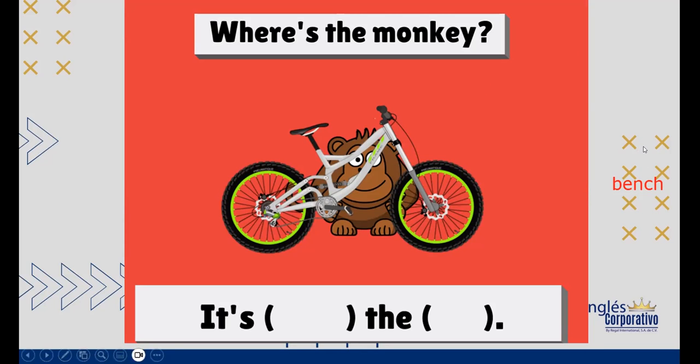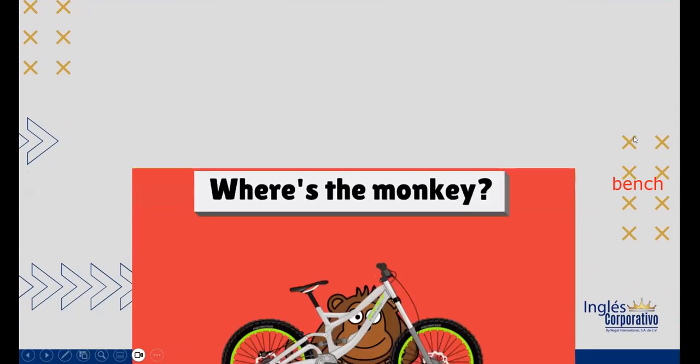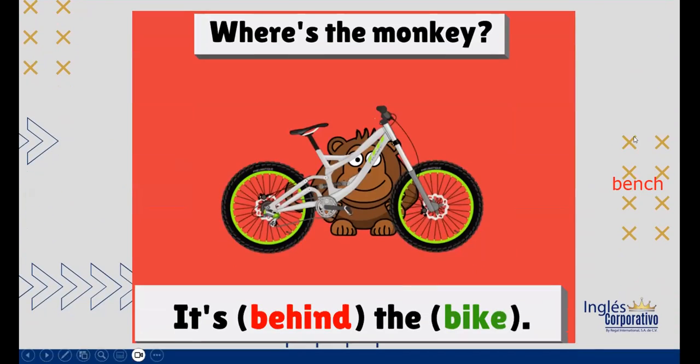Behind the bike. Okay, let's see. Atrás de la motocicleta. De la bicicleta. De motocicleta, creo que es. Bicicleta. Okay. It's behind the bike. Okay. So very good. Vamos a ver.